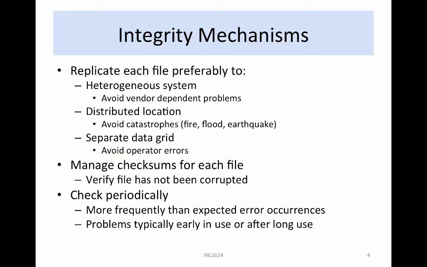Verification of the integrity of a replica requires the management of checksums for each file that are stored independently of the storage location. A rule must periodically verify that each file has not been corrupted. The rate of checking should be increased when files are at more risk. Storage systems typically have failures either earlier in their life, infant mortality, or after long use.